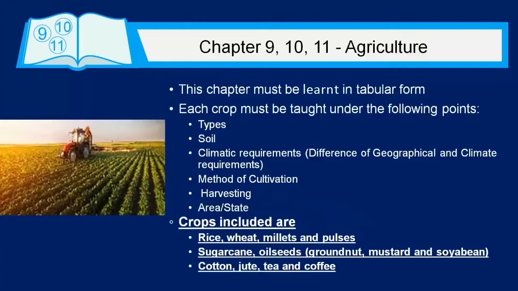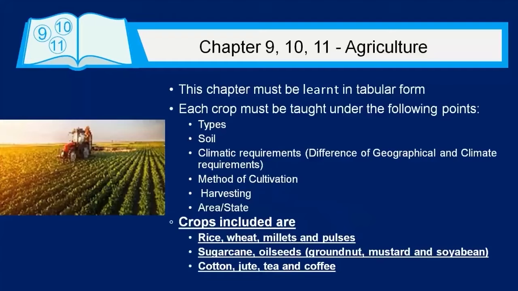In the second part of agriculture, you must study the methods of cultivation, which are very important. Example, broadcasting, dibbling, drilling, and transplantation. All the methods must be studied and you must know with which crops they are associated. Example, wheat is grown by all the three methods, broadcasting, dibbling, and drilling, whereas rice is grown by transplantation method.